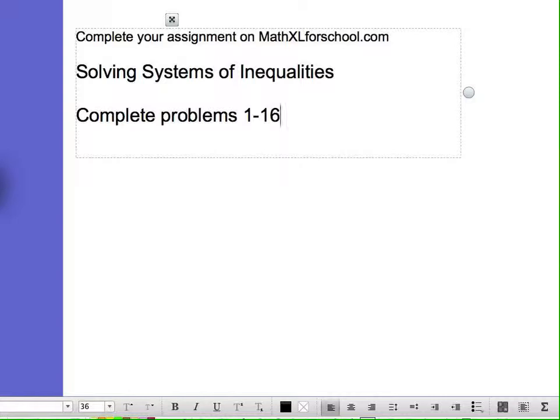You now have enough knowledge to complete your assignment on mathexcelforschool.com, Solving Systems of Inequalities. Complete problems 1 through 16. We will do 17 through 22 tomorrow when we talk about how to solve real-life application problems involving systems of inequalities. After you have finished your assignment, you may work on makeup work and work quietly on your computer.